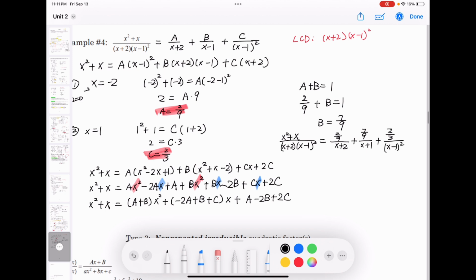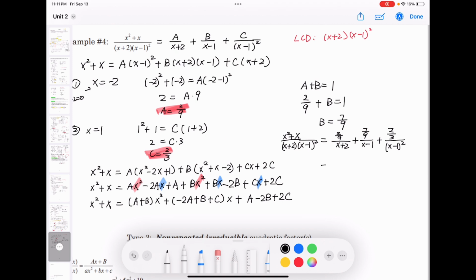I made a mistake here. You see? It should be x minus 1. All right, let's rewrite it. It is 2 over 9 times x plus 2, plus 7 over 9 times x minus 1, and then plus 2 over 3 times x minus 1 squared.